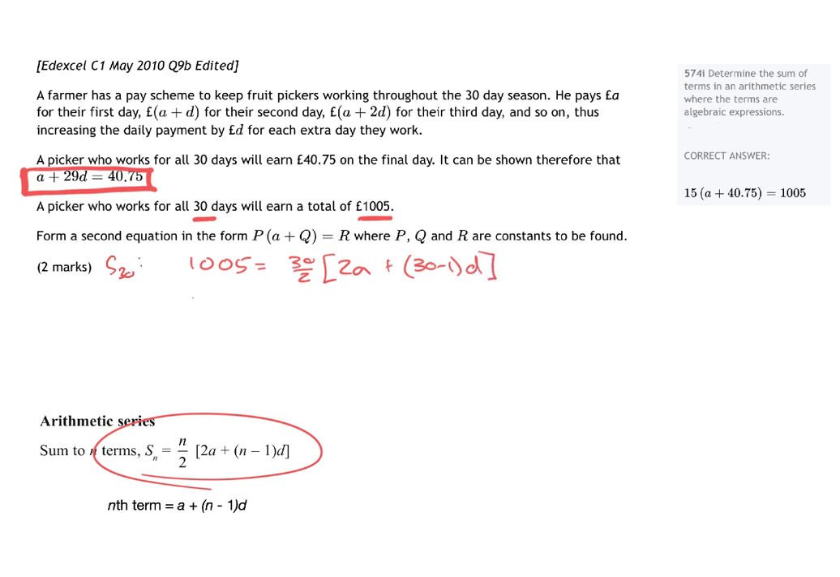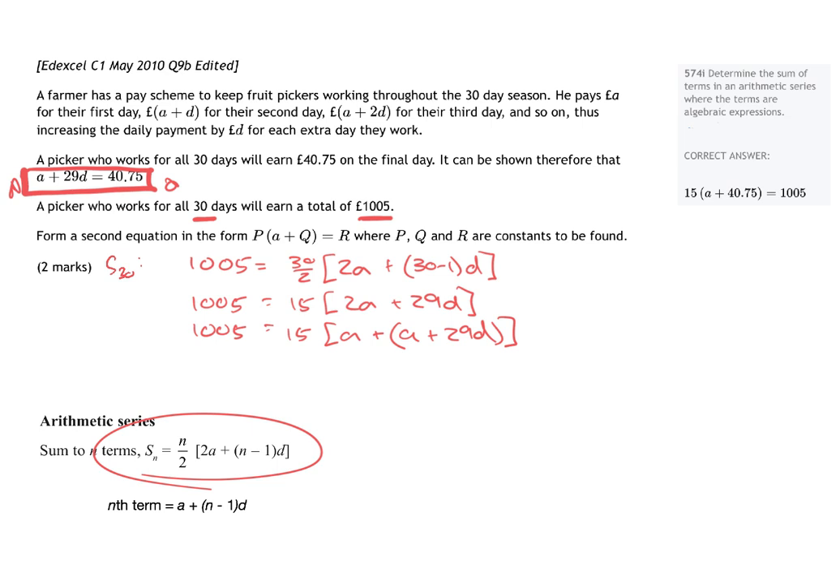Let's tidy this up just a little bit. So we've got 1005 equals 15 bracket 2A plus 29D. Now, look at what I highlighted at the top here. I have A plus 29D, I have a value for that. Well, I can rewrite my square bracket as 15 bracket A plus 29D, and they're going to put that inside a little bracket.